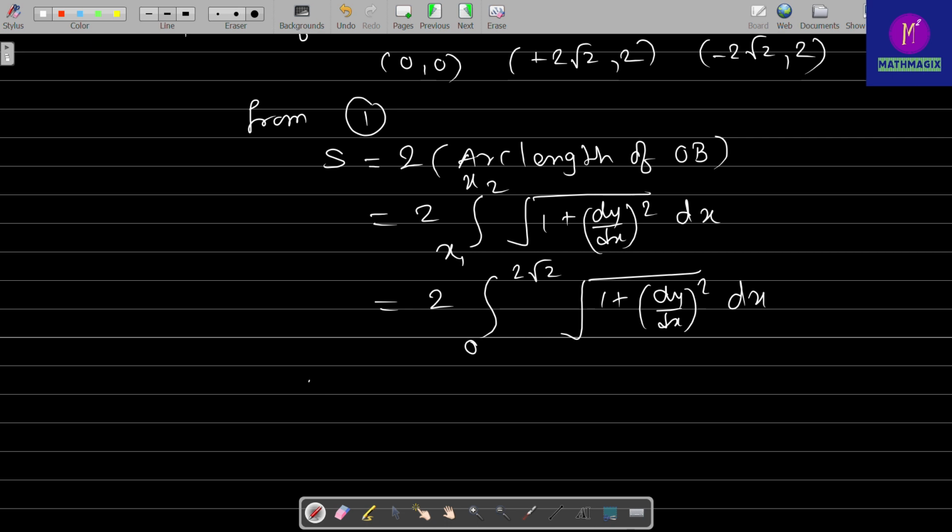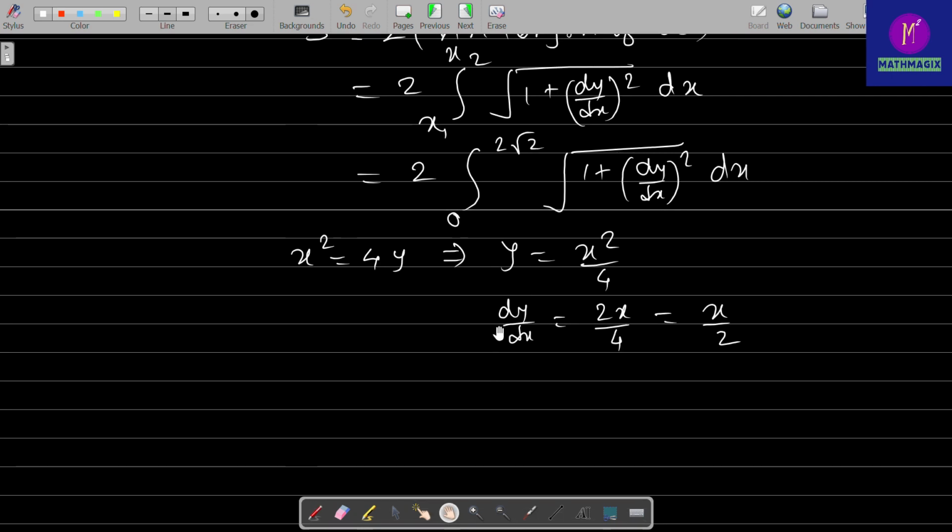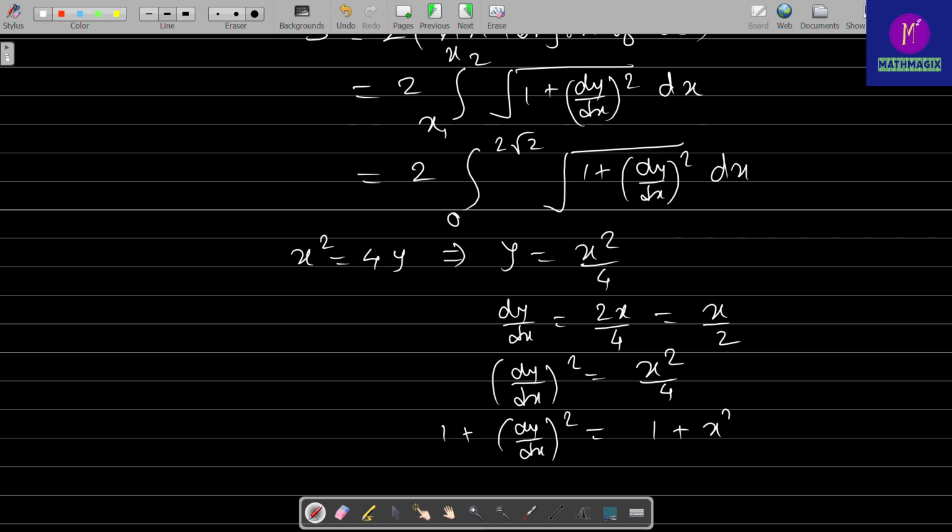So as we have x square is equal to 4y, we are going to write y is equal to x square by 4. So clearly dy by dx is nothing but 2x by 4. 1 by 4 is constant, so obviously this is nothing but x by 2. Then (dy/dx) the whole square is x square by 4.